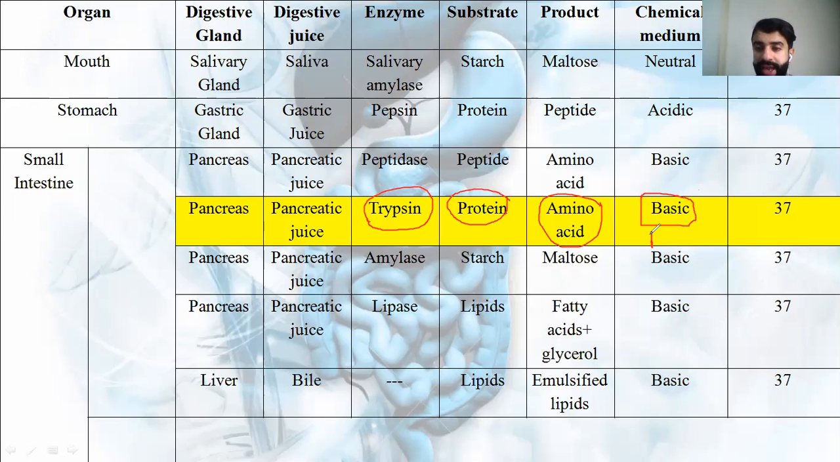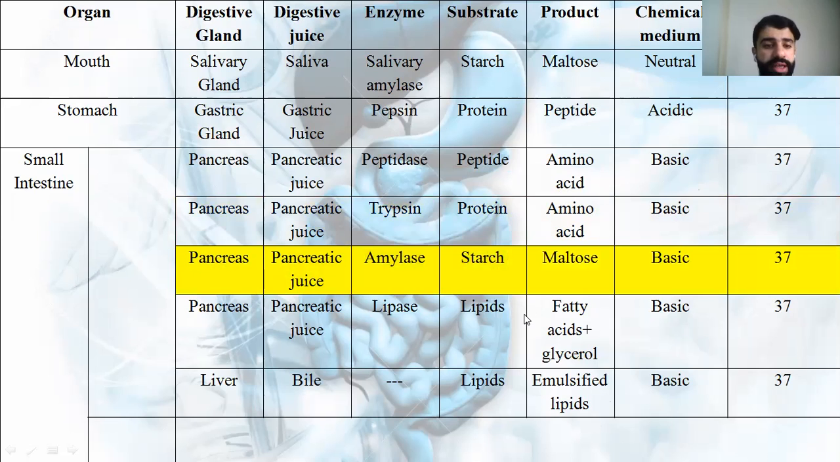So the pH here is greater than 7. Here, always trypsin works on protein to give amino acids. The medium is basic, and the temperature is 37 degrees Celsius. Fourth, the pancreas also secretes the same juice, so this pancreatic juice, till now, contains three enzymes.